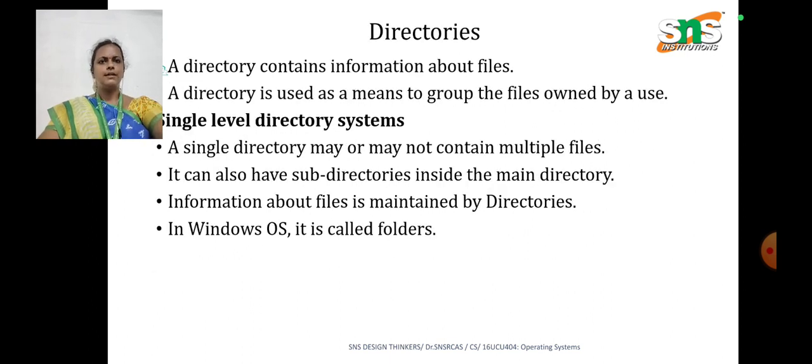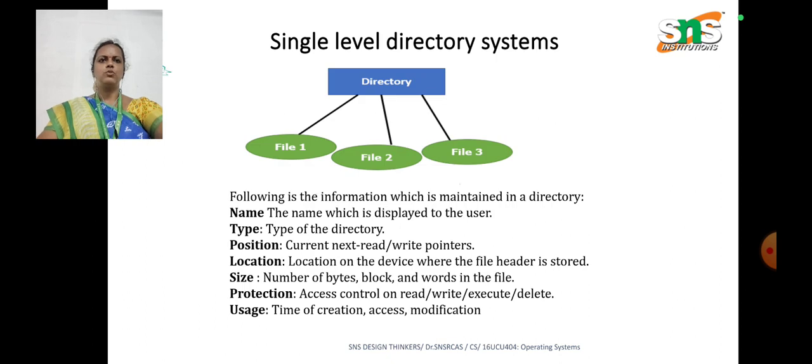Directories. A directory contains information about files. A directory is used as a means to group the files owned by a user. Single level directory system. A single directory may or may not contain multiple files. It can also have subdirectories inside the main directory. Information about the files is maintained by directories. In Windows operating system, they are called folders.